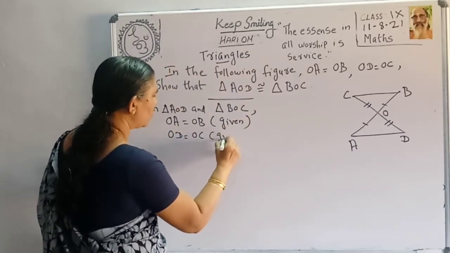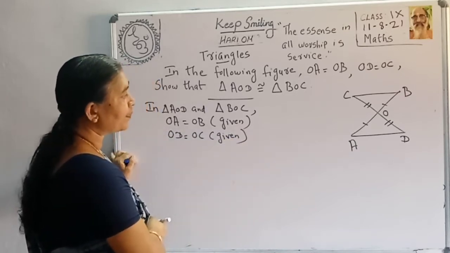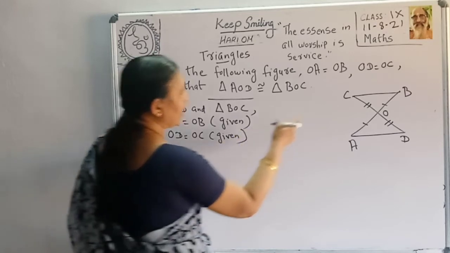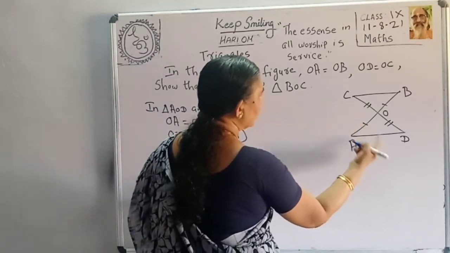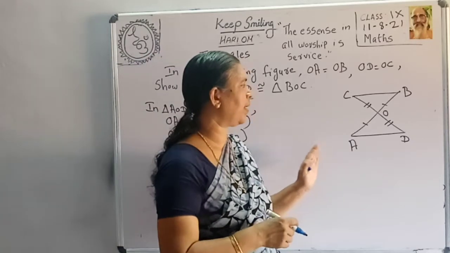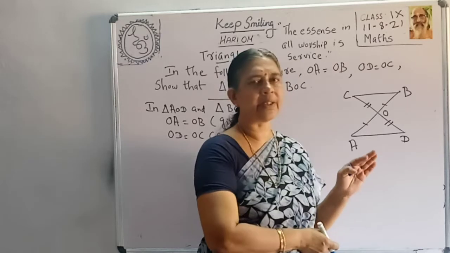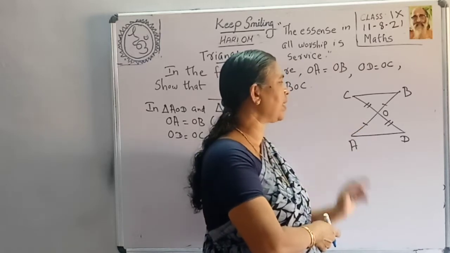That is also given. OD is equal to OC. Then what about this angle? Angle BOC and angle AOD. Is there any property for these two angles?